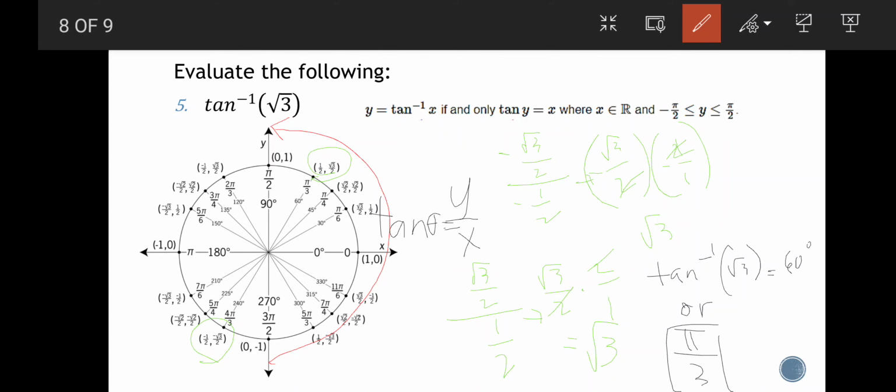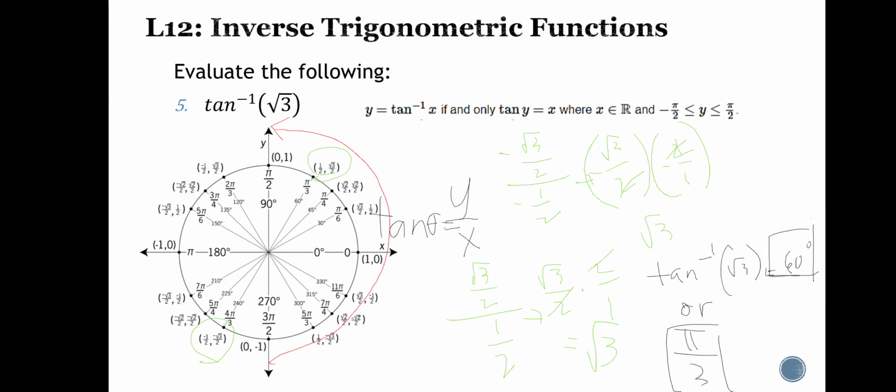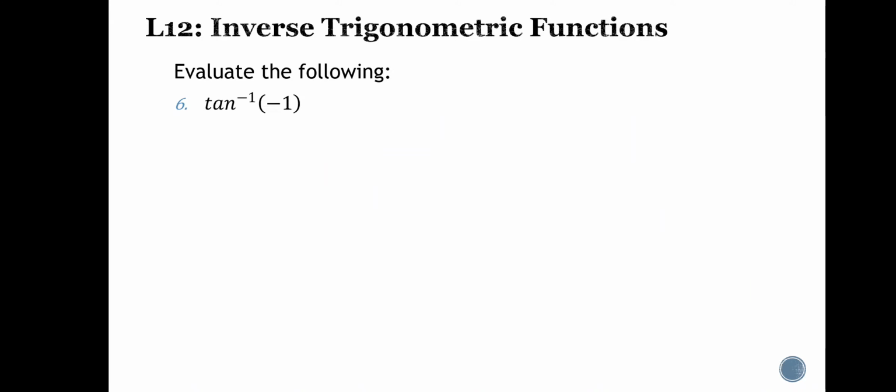Okay, so next example. We have arctangent of negative 1. Again, we have to find values or coordinates for x and y that when you divide them, it will give you negative 1. If the quotient is negative 1, that would mean that the coordinates should be the same and one of them should be negative.